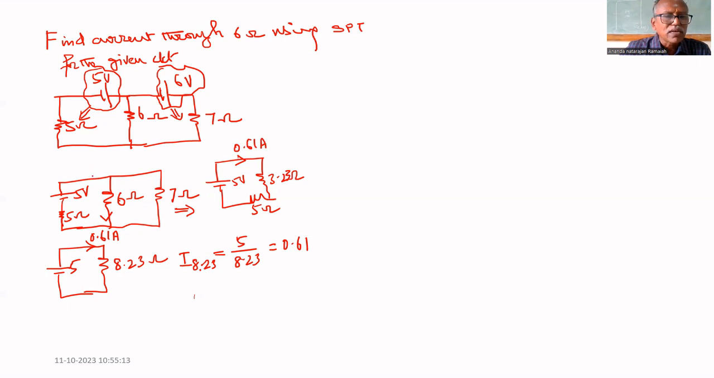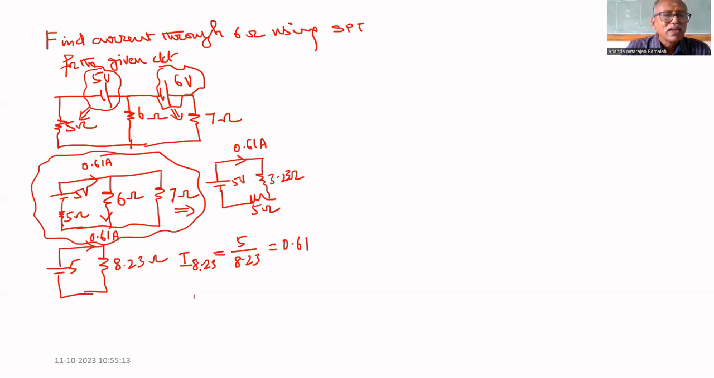Here the total current is 0.61 ampere. Why am I putting the arrow here? Because this is the positive terminal. The current is divided into two parts, one through 6 ohm, another through 7 ohm. We can use the current dividing theorem. Are you able to follow this? Here total current is 0.61, and the two resistances are effectively equal in this step, so the current is the same, 0.61 in both.